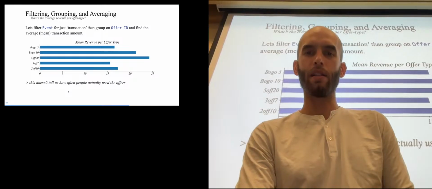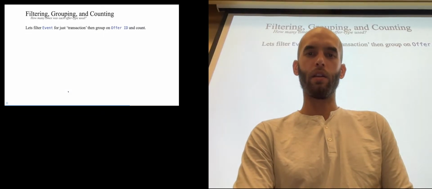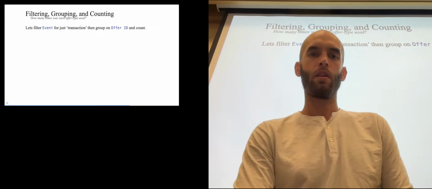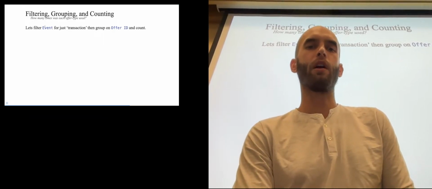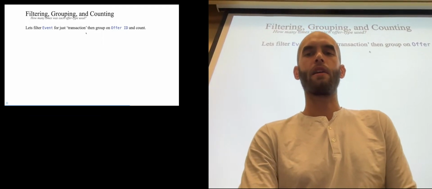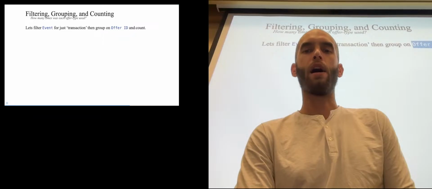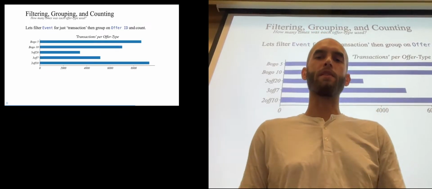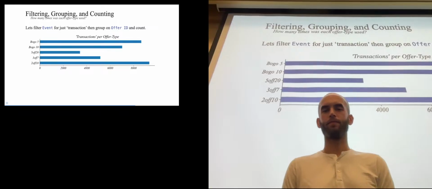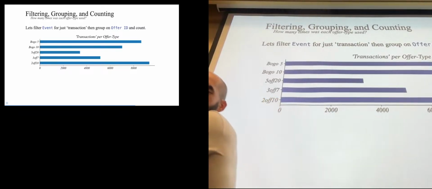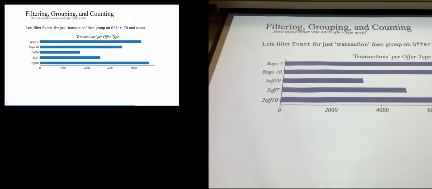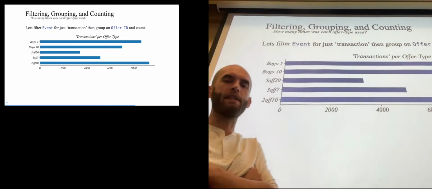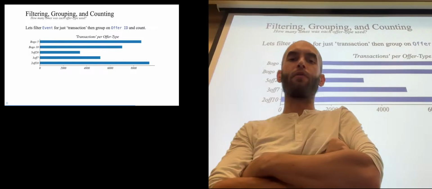Okay, so let's actually do this. What I'm going to do here is filter event, and then I'm going to look at just the transactions, and then I'm going to count how many offer IDs per group. So this is transactions per offer ID. And this gives us a pretty nice picture. This is how many transactions are happening per offer. And we can see here the most transactions are actually happening from 2 off of 10.